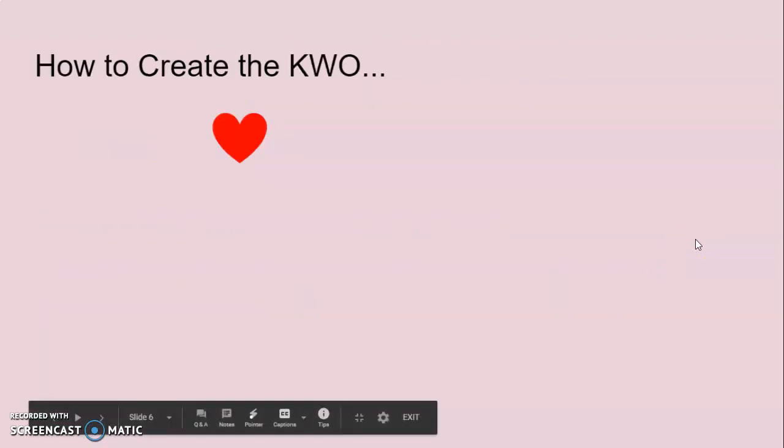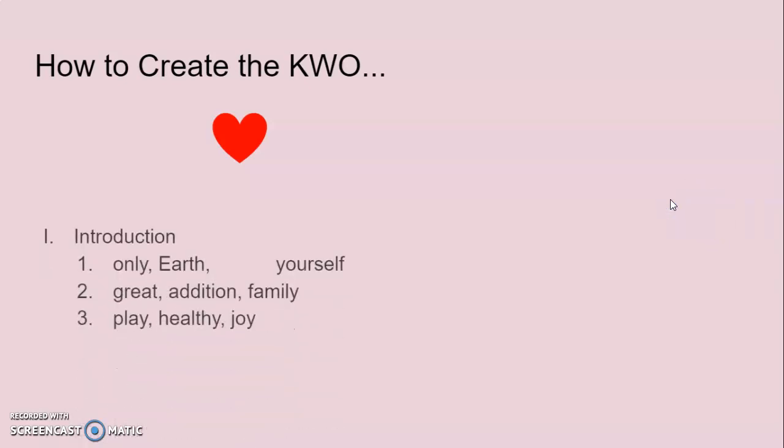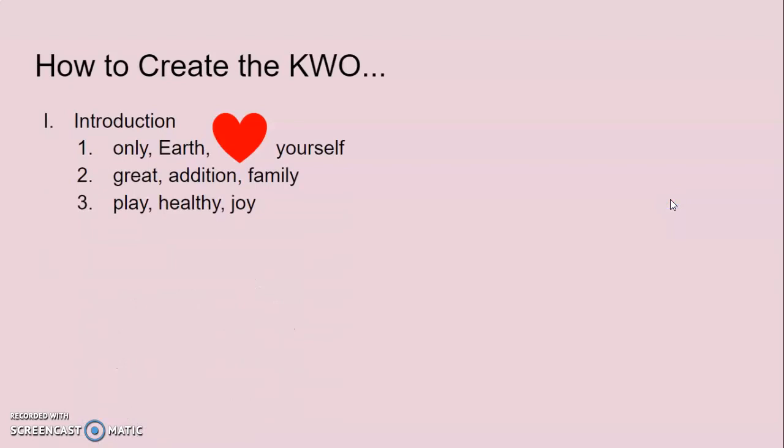So what do we do now? Since we thought about everything we want to write, we are going to create our keyword outline. If you take your keyword outline that you printed from Monday or created, it's going to look very similar to this. So my introduction paragraph keyword outline will, first line, I chose only earth. I have my heart here, that's my freebie, and yourself.